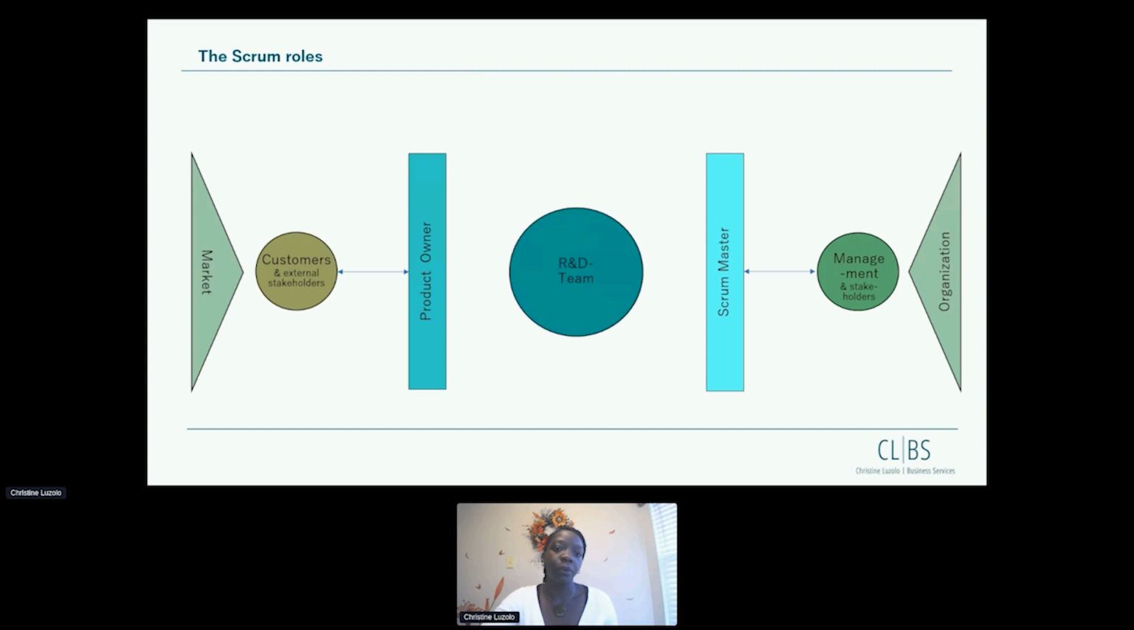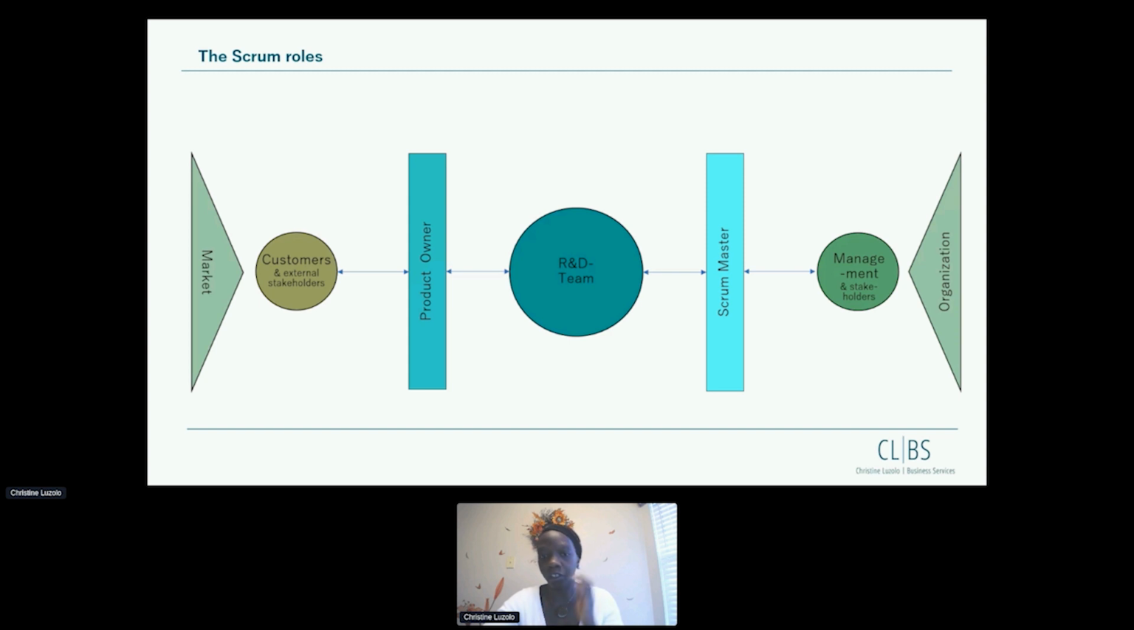And then in the middle, we have the research and development team. And it is not a coincidence that the product owner and the Scrum Master look like walls that shield the R&D team from the outside world, because this is the actual intention. The product owner collects information from the market, filters it, and presents it to the R&D team in the form of specification, user stories, use cases, etc. And also, the Scrum Master shields the research and development team from the management.